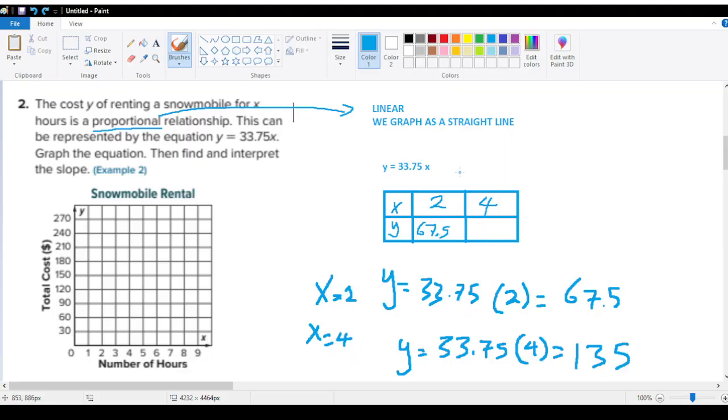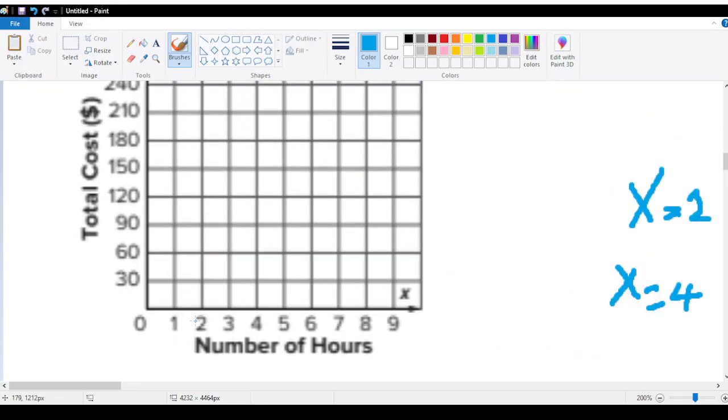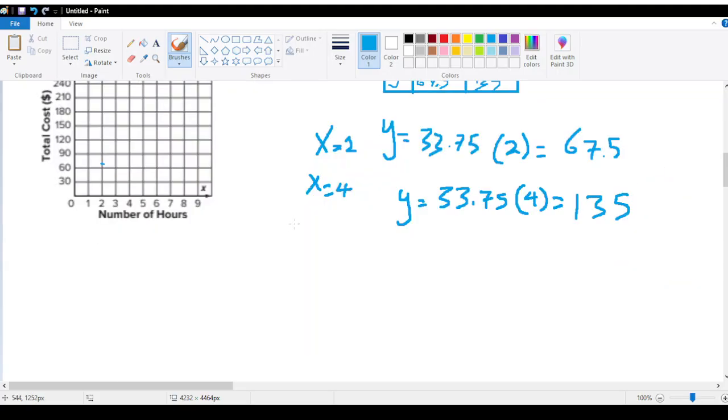Is it good so far? Now we have a table, Shamsa, right? In this table we have 2 points. The first point is 2 and 67.5. So we will graph it here. Let's go down. 2 with 67.5 is almost here, because this one is 90, this one is 60, and between them is 75. So 67.5 is a little bit lower than the half. Understood, Shamsa? Okay, that's the first point.